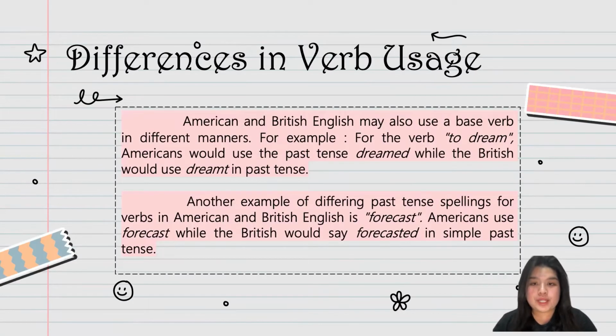Differences in verb usage. American and British English may also use a base verb in different manners. For example, for the verb to dream, Americans would use the past tense dreamed, while the British would use dreamt in past tense. Another example of differing past tense spelling for verbs in American and British English is forecast. Americans use forecast, while the British would say forecasted in simple past tense.